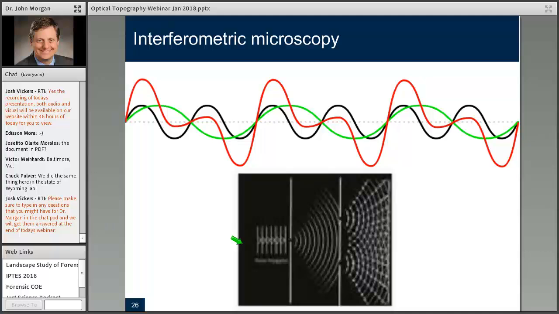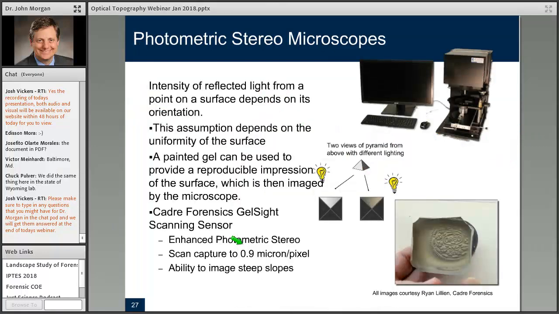And the idea of interferometry is when you have two interfering light waves, they will create an interference pattern. So when the green and the black wave interfere, they create the red one. And so by looking at the variations in that interferometric pattern in an interferometric microscope, one set of light is reflected off of the object, the other is reflected off a nice smooth mirror. There's an interference pattern when they are brought back together, and that is used then to recreate the image of the object.